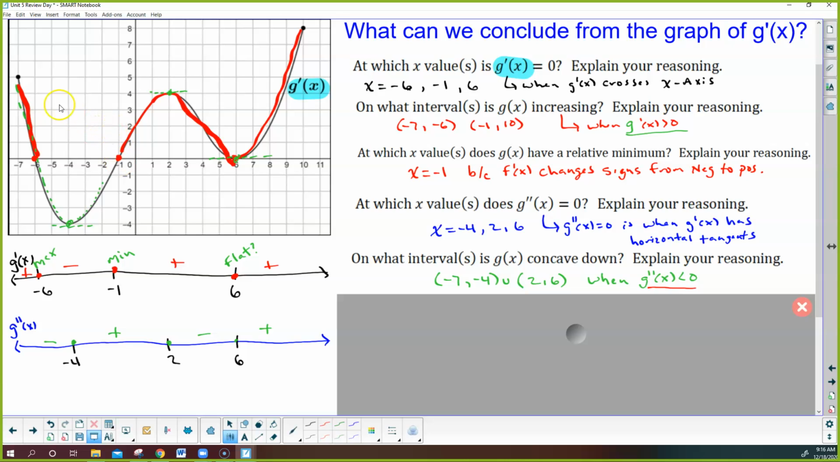But what if I just wanted to look at the graph to get that information? What's another way we could justify this? We can say that g prime has to be decreasing. So when do I have negative slopes on g prime? From the same interval, a negative slope here and a negative slope here. So you can say when g prime is decreasing.